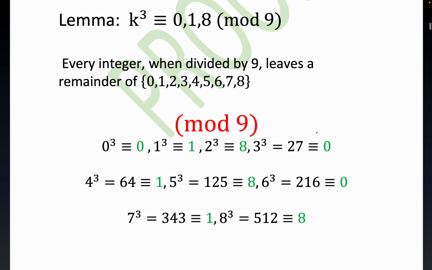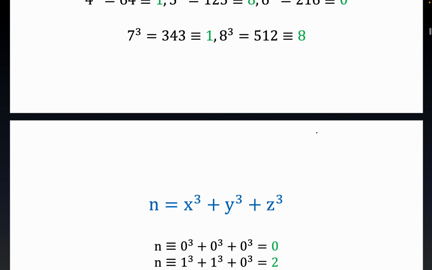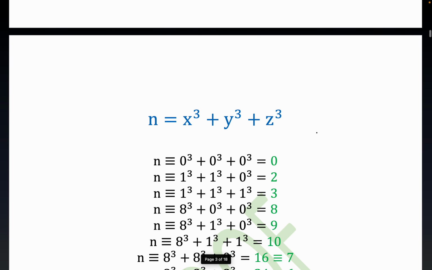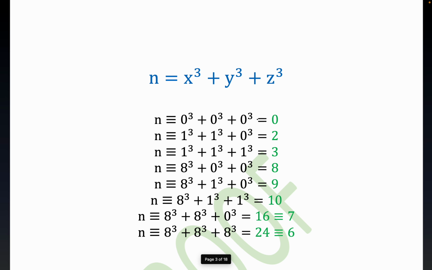Now we use that truth down here. We just go through all the possibilities. Notice that when we allow all the cubes to be congruent to 0, we get 0. When we allow 2 of them to be 1, we get 2, and so on. So you see, these are all the possible remainders.